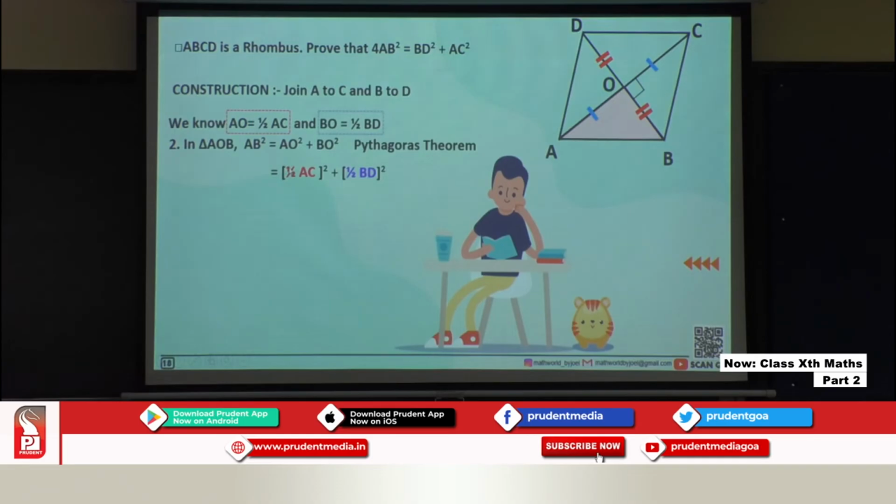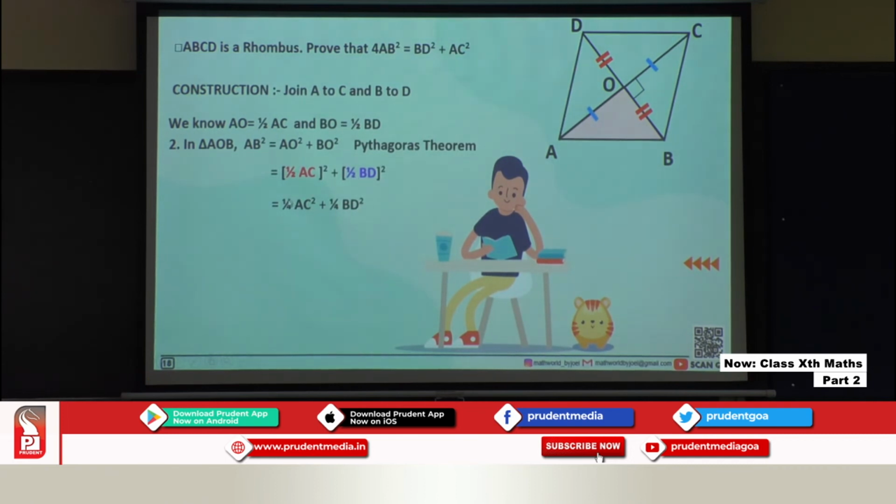So let's square. 1 square will become 1, 2 square will become 4, and AC multiplied by AC square will become AC square. So this is what I will get. So 1 upon 4 AC square. Same way, this will become 1 upon 4 BD square.